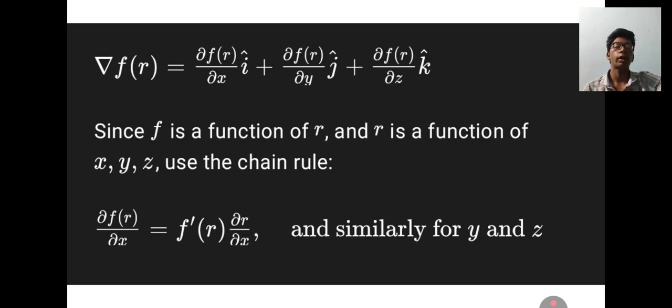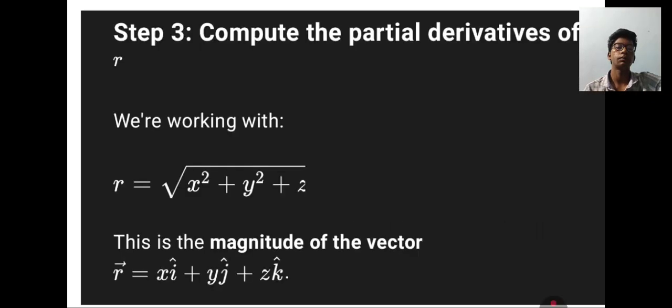Since f is a function of r and r is a function of x, y, z, use the chain rule. Dou f of r by dou x equals f dash of r into dou r by dou x, and similarly for y and z. Compute the partial derivatives of r. We are working with r equals square root of x square plus y square plus z square. This is the magnitude of the vector r bar equals x i bar plus y j bar plus z k bar.